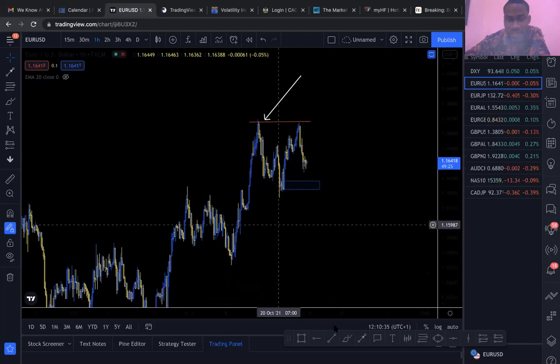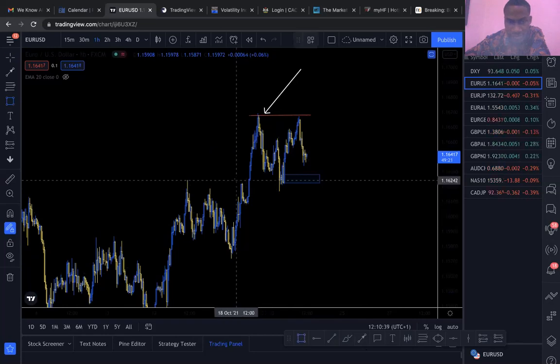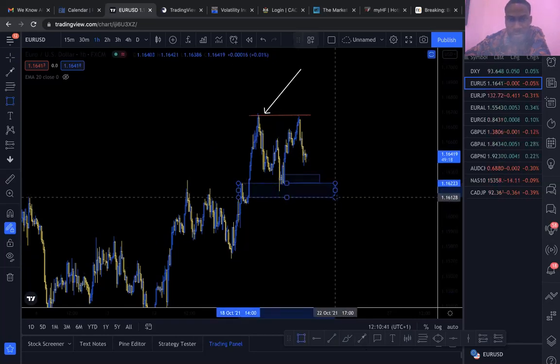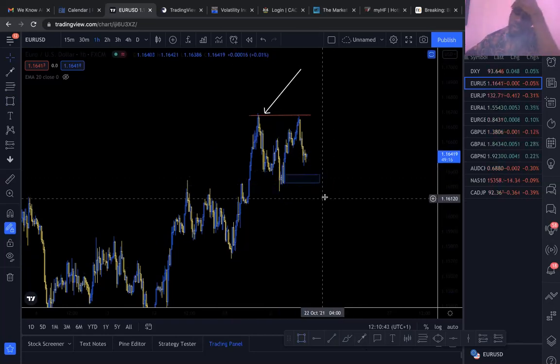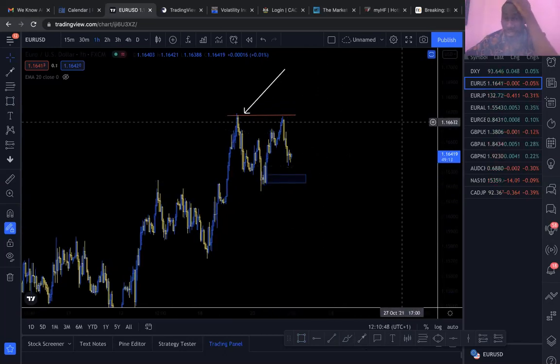And just like what happened here, you can see we broke structure. We came back to this area of demand right here, and then price rejected from here. So we didn't break any high yet. So I would love to see how price is going to react around that area.